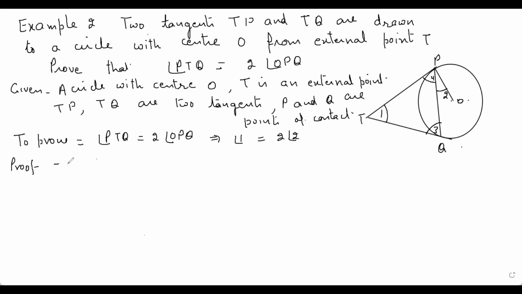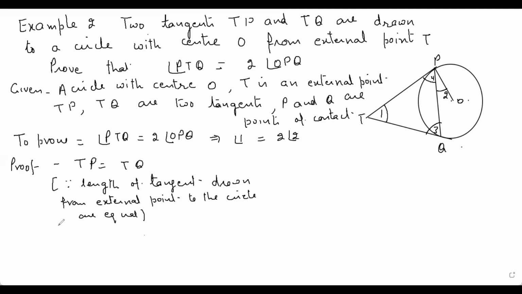Now the proof is, TP and TQ are two tangents drawn from an external point. It means TP is equal to TQ. Why so? You all know. Length of tangents drawn from an external point to the circle are equal. Now it means angle 3 is equal to angle 4. Why? Angles opposite to equal sides are equal.